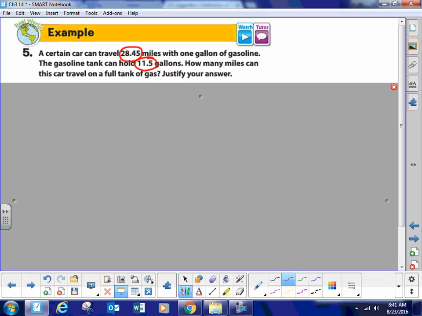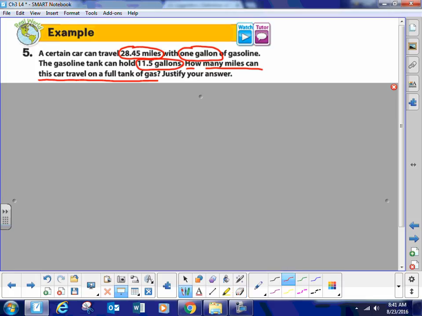Okay, now there's another number here that we need to circle. 1 gallon. We should circle, instead of just the number, probably the descriptor of what that number is. That's miles, and this is gallons. Okay, it says how many miles can this car travel on a full tank of gas? And if a gasoline tank can hold 11.5 gallons, and it can go 28.45 miles with 1 gallon of gasoline, all right? So our next step is to underline the question. Oh, that's not part of the question.